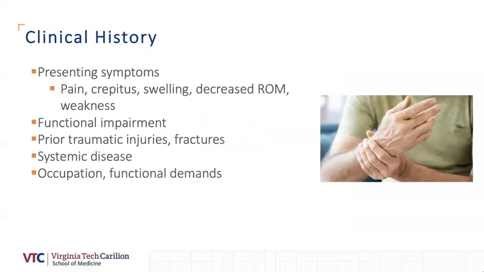So these patients often present to clinic with complaints of pain, crepitus, swelling, decreased range of motion, and even weakness of the wrist. And they will often be having functional impairment by the time that they present to a hand clinic. And when you are meeting them, you want to ask them if they've had any prior traumatic injuries or fractures that could have potentially led to these arthritic changes, or ask them about any systemic diseases that they have, especially autoimmune ones, which might point you more to an inflammatory type arthritis, such as rheumatoid arthritis.